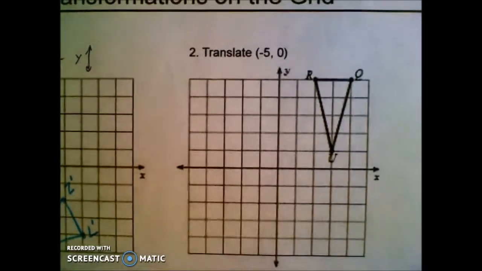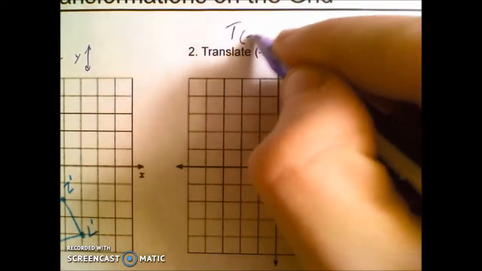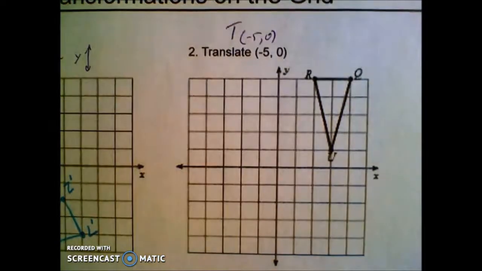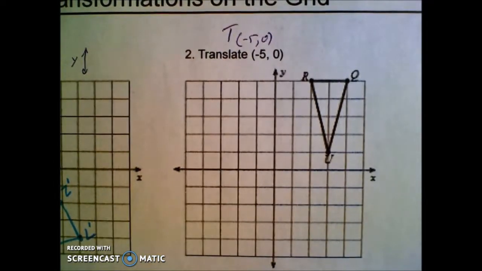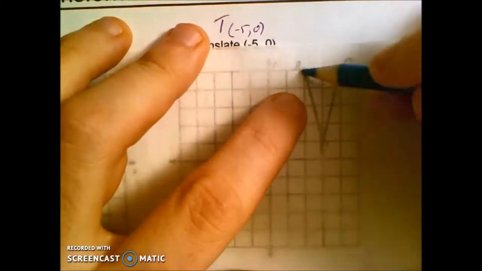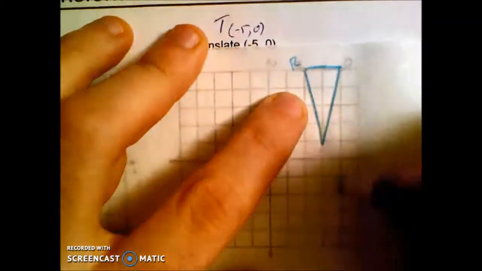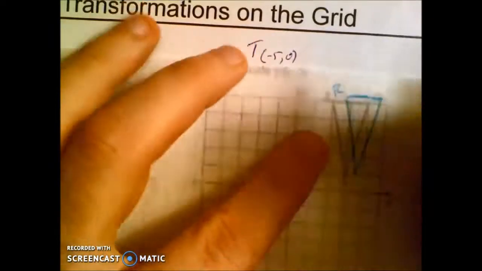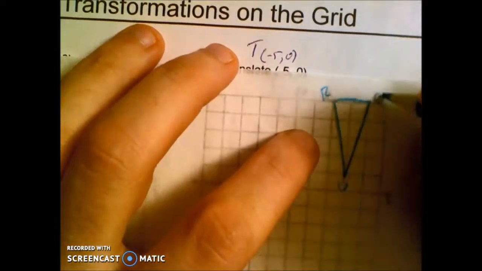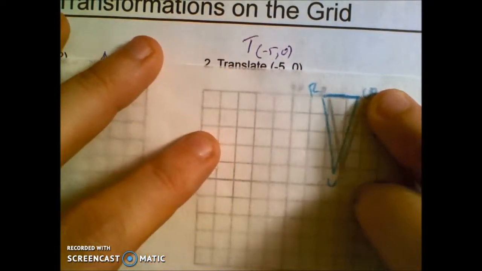Now, number 2 is also a translation. If you're familiar with function notation, this will be T -5, 0. Now, just like before, I'll start by using the transfer paper. So I start by outlining my pre-image, labeling the points R, U, and Q. And then, let's see, translating -5 means 5 to the left.